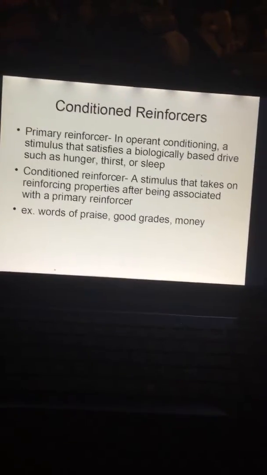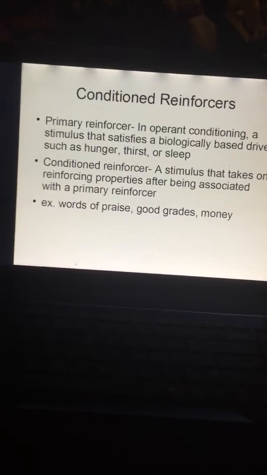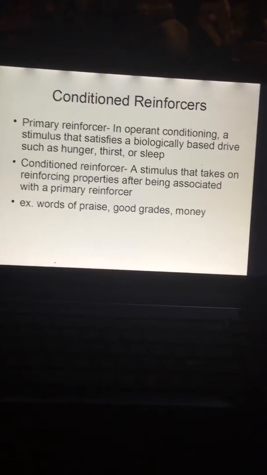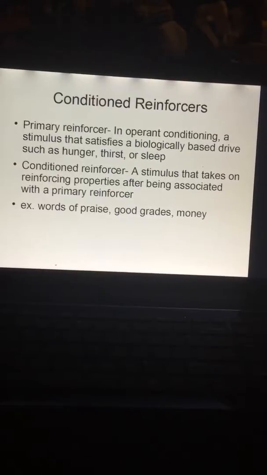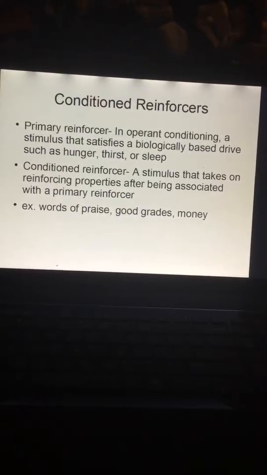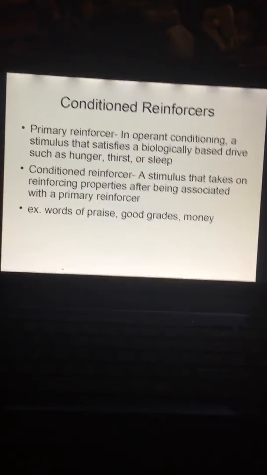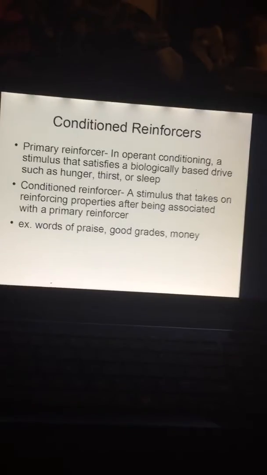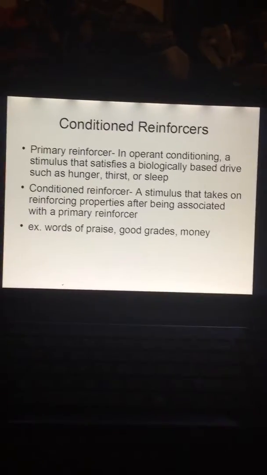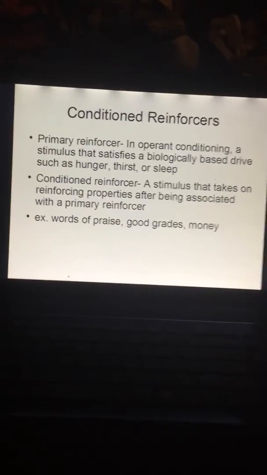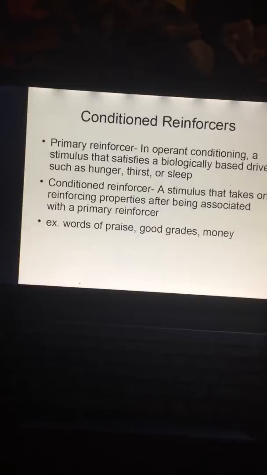Now let's talk about conditioned reinforcers. These are mostly positive reinforcement forms. Positive reinforcement, there's primary reinforcers: stimuli that satisfy a biologically based drive like hunger, thirst, or sleep. And there's conditioned reinforcers, things that are only valuable because they're paired with a primary reinforcer, like money, good grades. If good grades mean nothing to you, you probably wouldn't strive to get them.